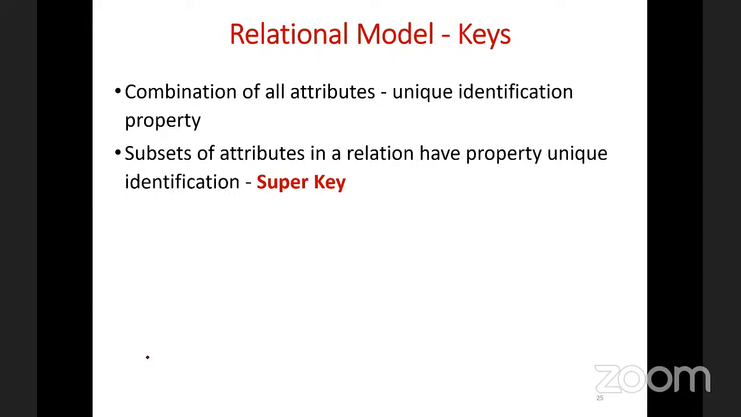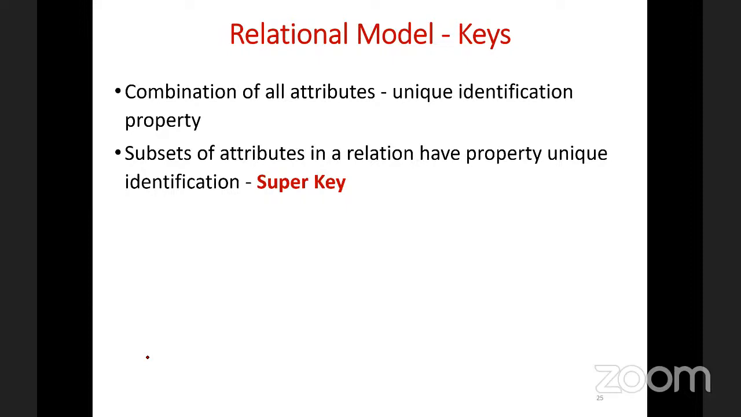So all subsets of attributes on which the relation follows this unique identification property are called super keys. Now let us say I drop the student roll number and student name, and I am only keeping address and phone number.